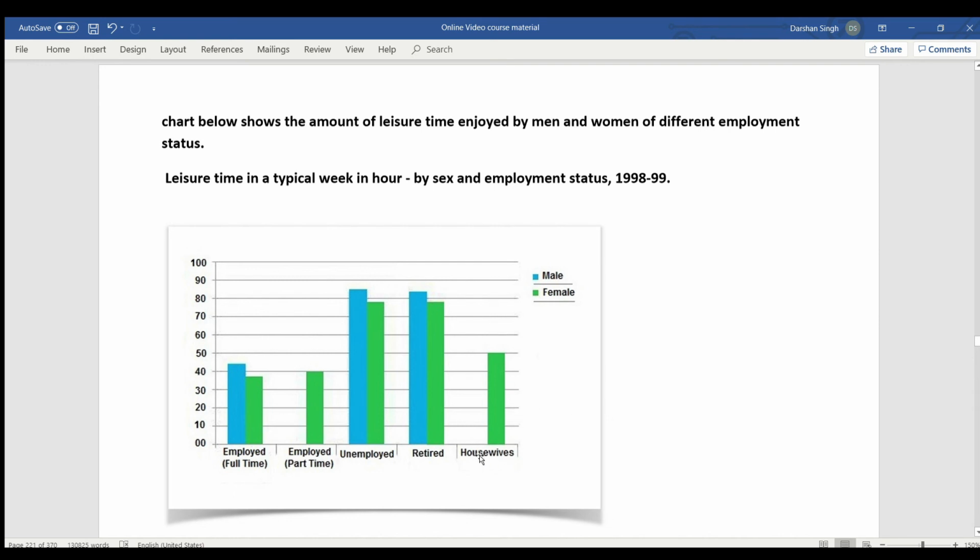Now I will start my 4th para, and in the last I can say that in the end there were categories like housewives and employed part-time in which there were no men, or no men could enjoy leisure time. There were only females. In the employed category they enjoyed 40 hours, and in the housewives category they enjoyed 50 hours of leisure time. So this is how you construct a writing task 1.